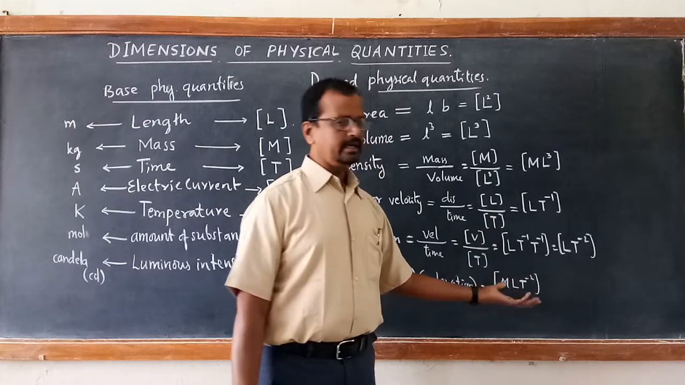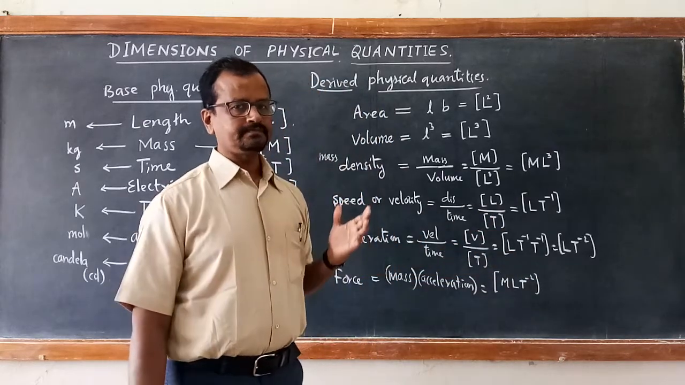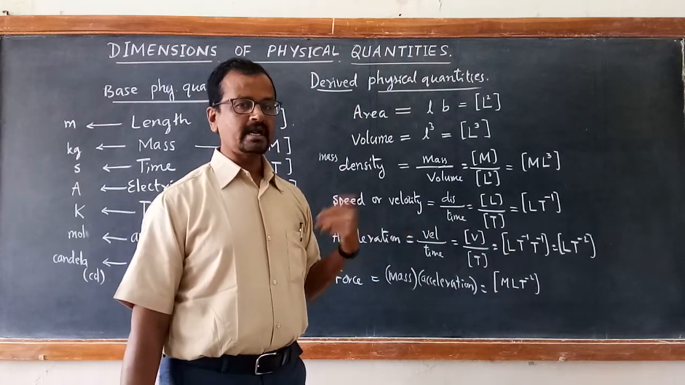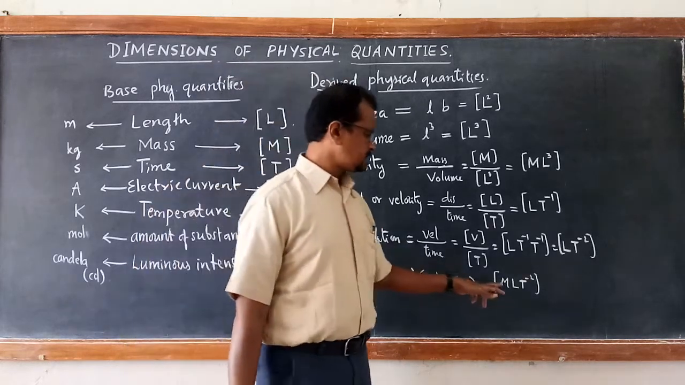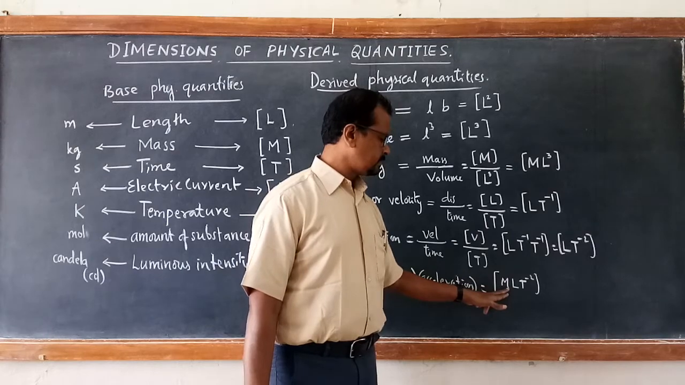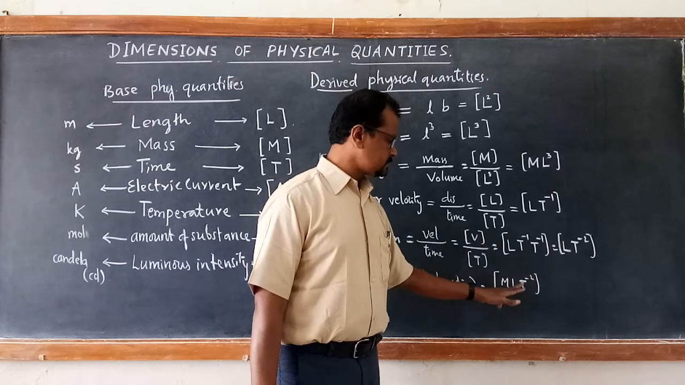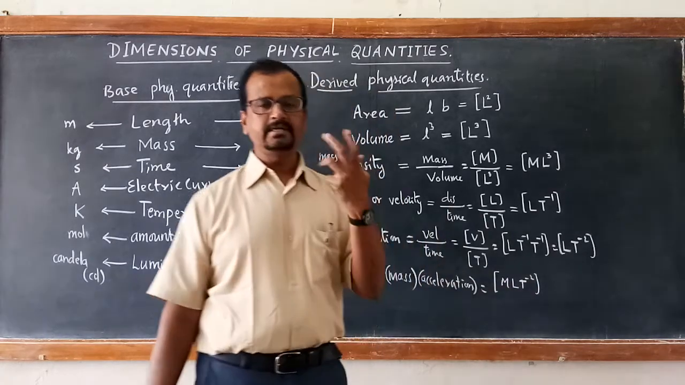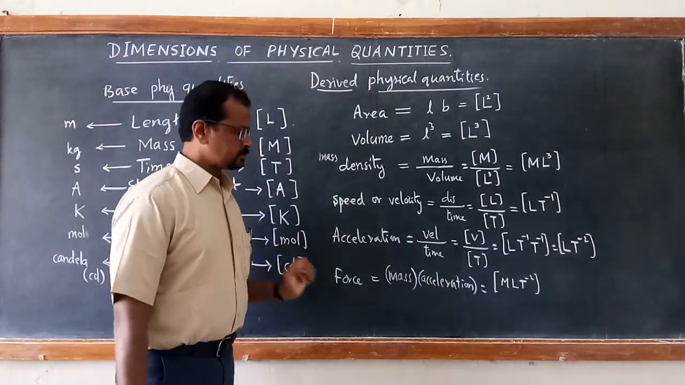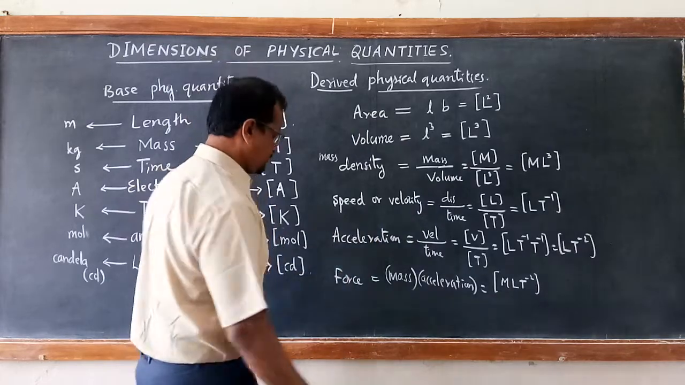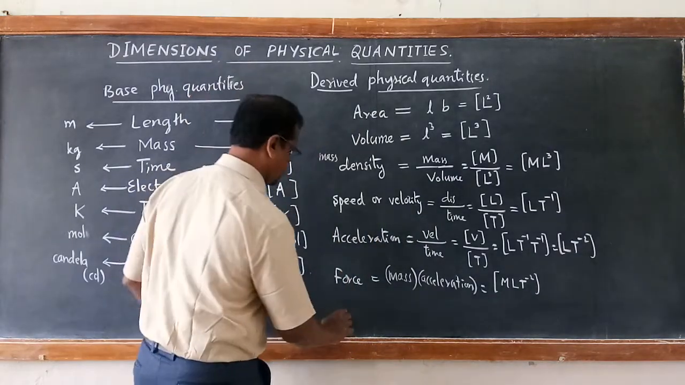So this we can write even in other units. If it is in gram, then we can write it as gram centimeter per second square. That becomes the CGS unit of force. So that's how we will be able to write the dimensions of any derived physical quantity.